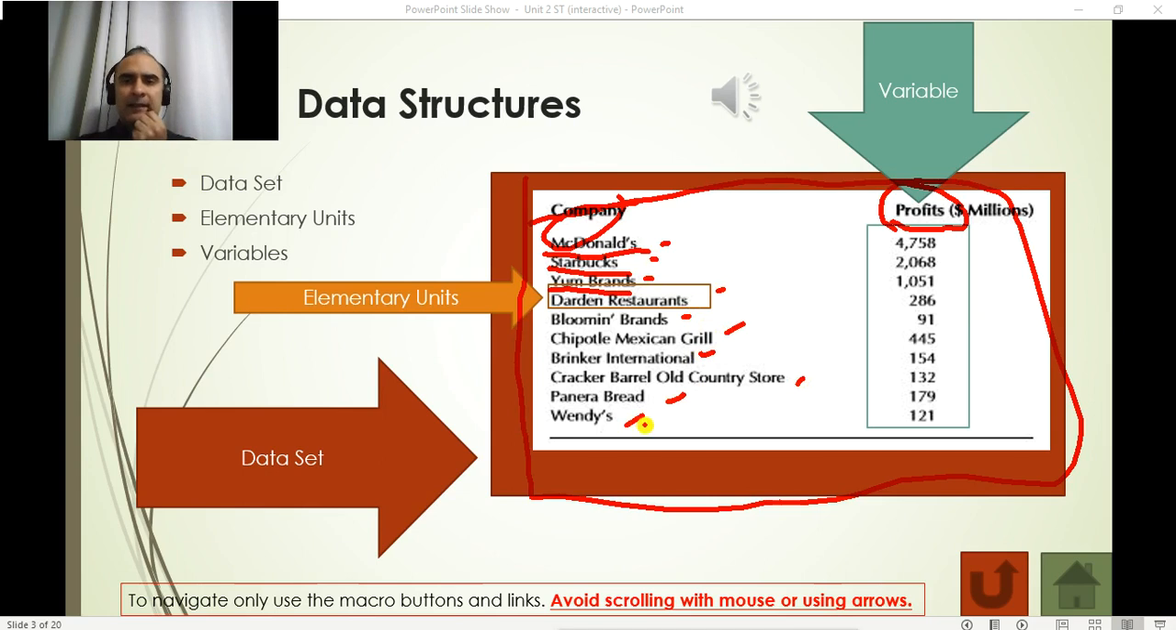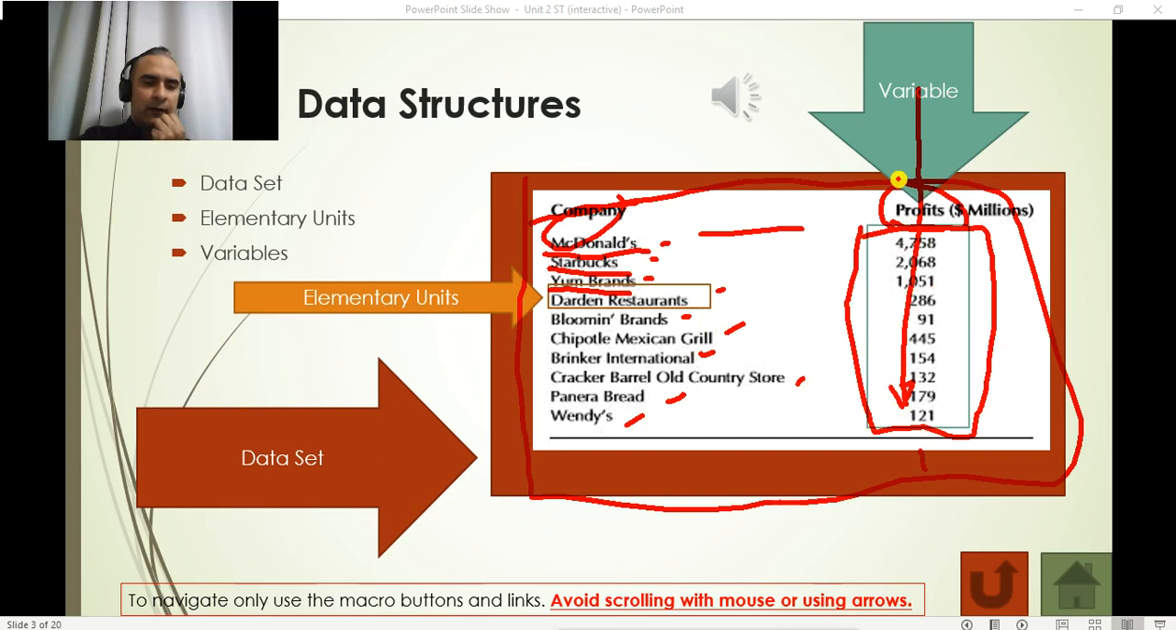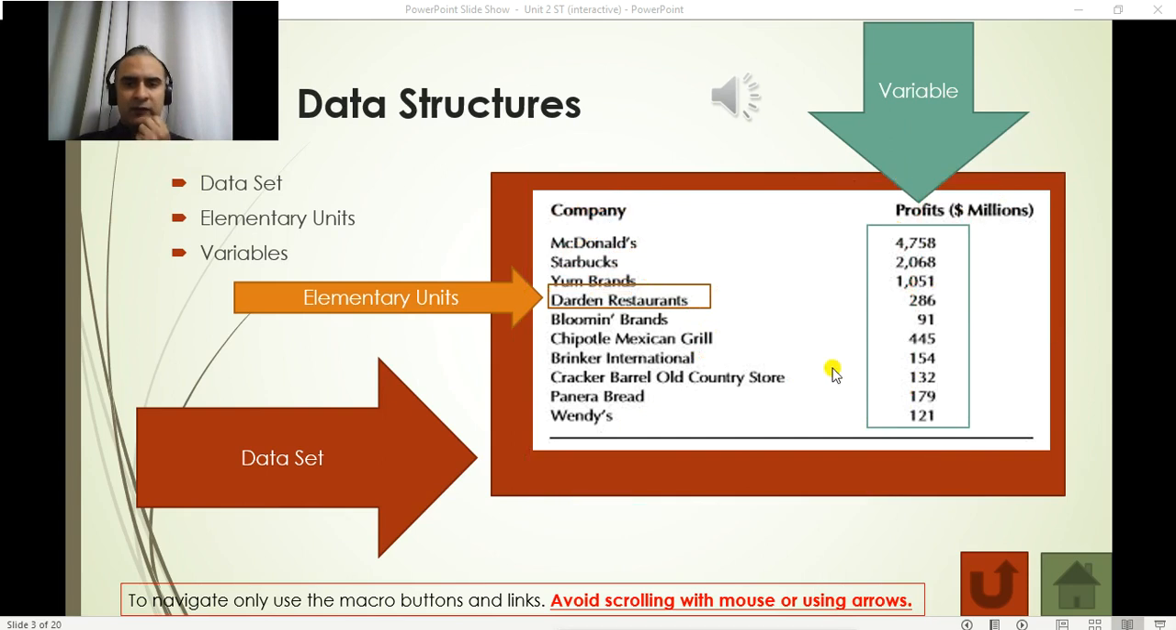Okay, and then of course we have the variable. How many variables do we have? We have one. Be careful because you're going to say, no, we have 10 variables. No, we have only one variable. We're talking about one variable because we're talking in this direction. In this direction we can count them: elementary units 10, variable only 1. We need to understand that very clearly because I'm going to pass to something a bit more complex. Okay, very good.